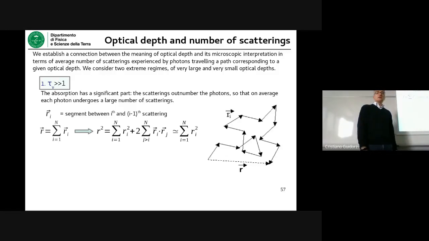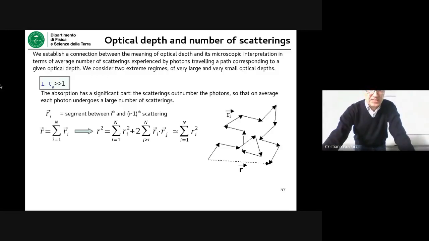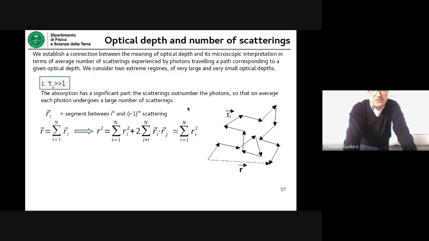So when you consider a large number of scatterings, the sum of all these double scalar products is negligible with respect to the sum of the squared magnitudes. So you can neglect the second term, and approximately consider this as just the sum of the squares. One can put it in a different way: from a statistical point of view, these are just independent vectors, and you end up with the same relation.